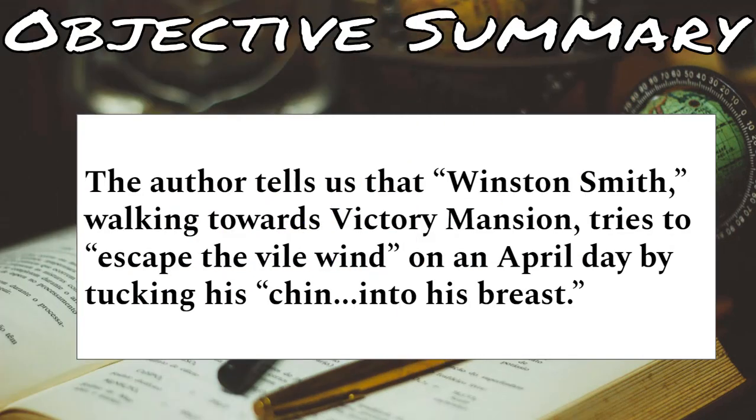So then after I pull out all that information, I want to write an objective summary. I want to be able to tell you guys, or if I was to give this to you in Google Classroom or write it down for you, just tell you what this passage was about that I read. So I might say something like the author tells us that Winston Smith, walking towards Victory Mansion, tries to escape the vile wind on an April day by tucking his chin into his breast. So did I say everything that was written? No. I'm only trying to give a summary.